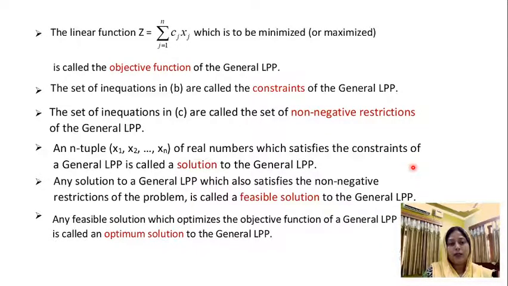An n-tuple x1, x2, xn of real numbers which satisfies the constraints of a general linear programming problem is called a solution to the general linear programming problem. Any solution to a general linear programming problem which also satisfies the non-negative restrictions of the problem, xj greater than or equal to 0, is called a feasible solution to the general LPP. Any feasible solution which optimizes the objective function of a general linear programming problem is called an optimum solution to the general LPP. It is also called optimal, so depending upon whatever term you want to use.